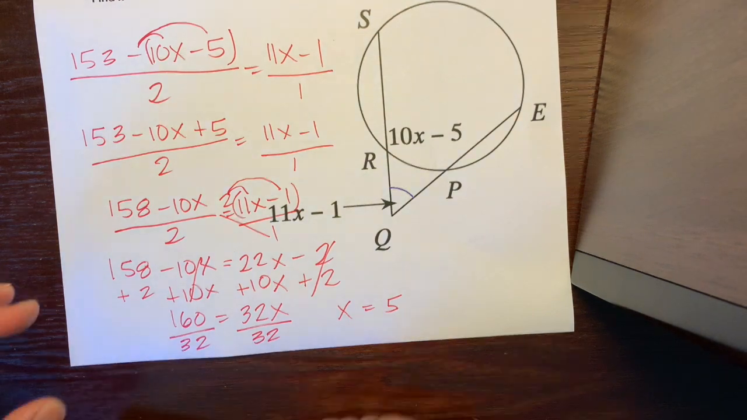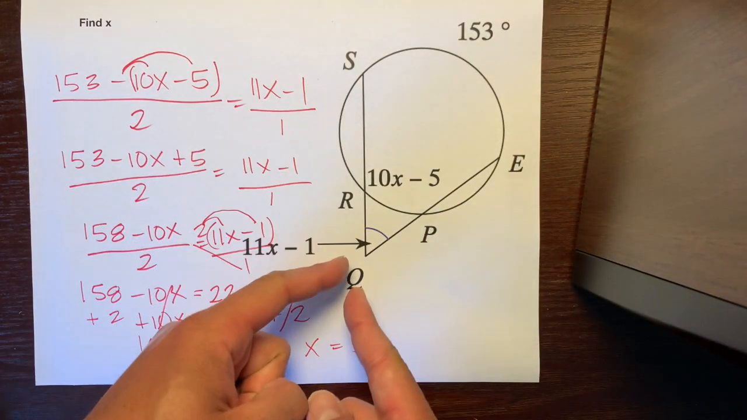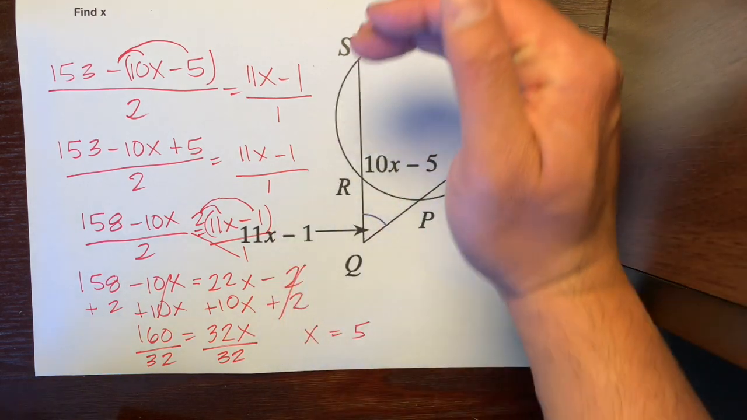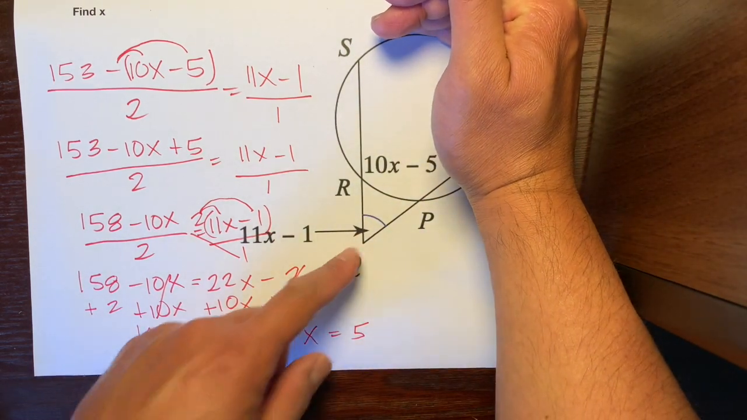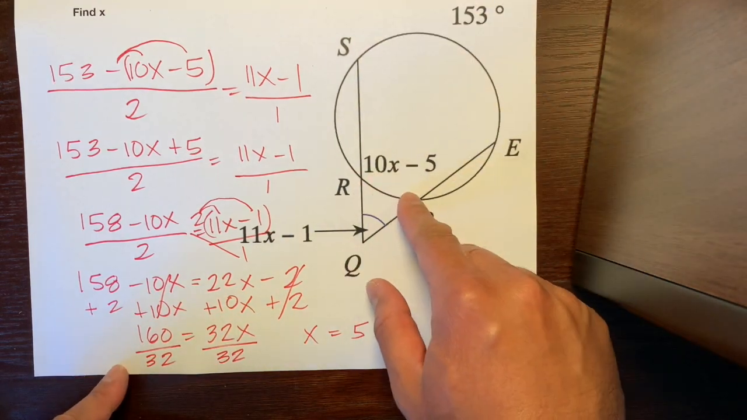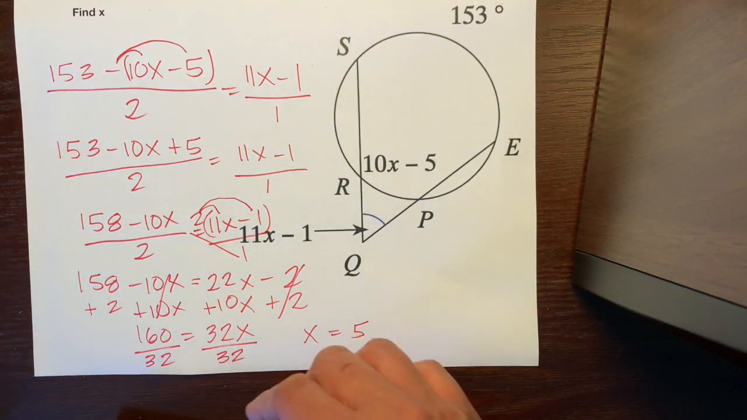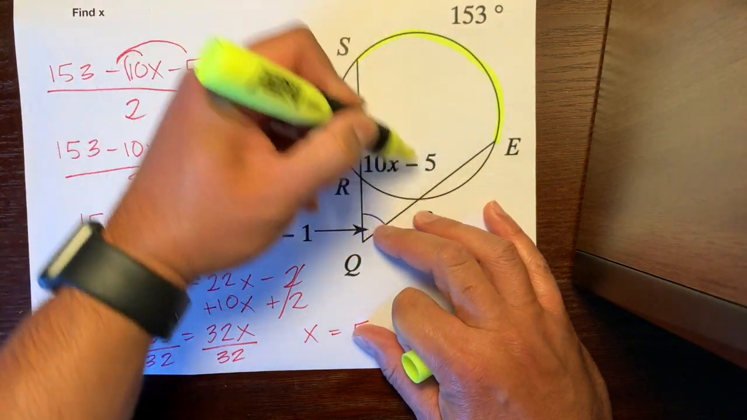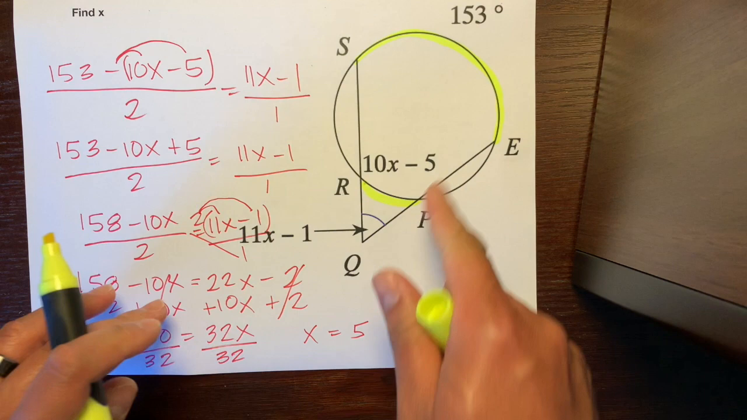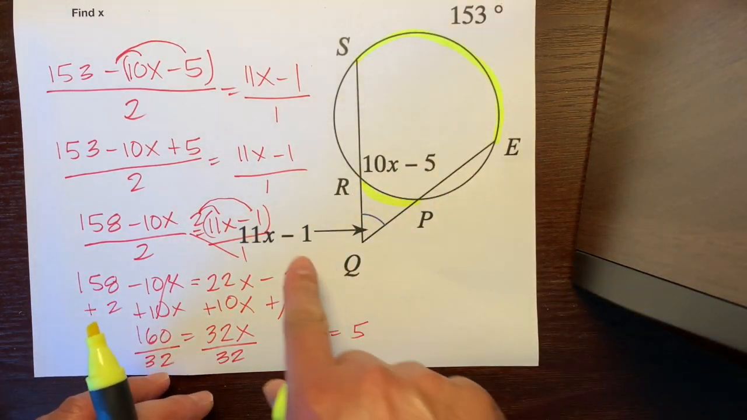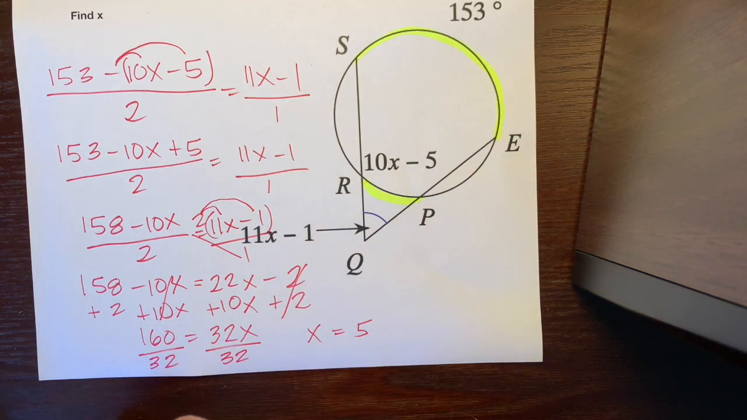And that is it. That's what you do when you have two lines that intersect outside of the circle. You take the furthest arc, the far arc that's away from the angle, and you subtract it from the near arc, and you get that. What I didn't do in this video was highlight. So there's that: this arc minus this arc, divided by 2, is equal to the angle.